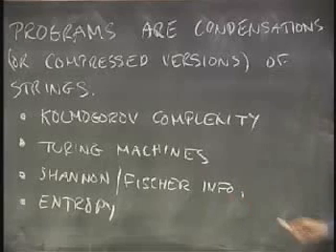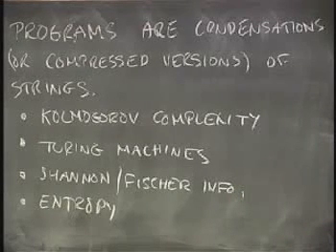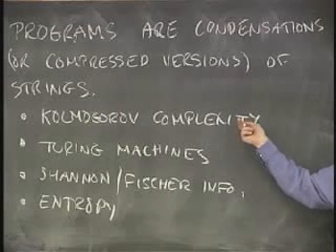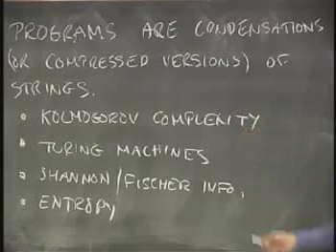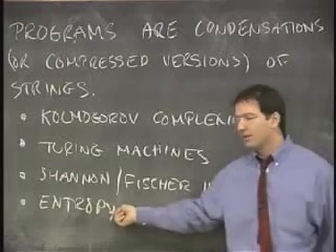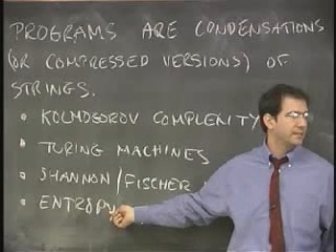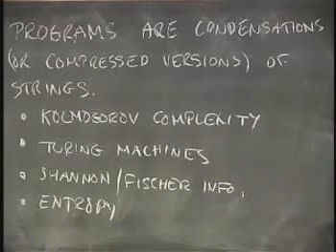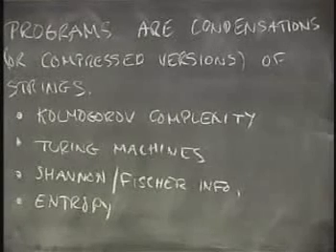Shannon-Fisher information is another way of measuring how much structure there is in a signal, basically the same thing that we're talking about here, how much structure there is in a series of symbols. Entropy is another way of doing exactly the same thing. How much structure is there in the universe? Yep. Is this also sometimes referred to as algorithmic information content? Yes.